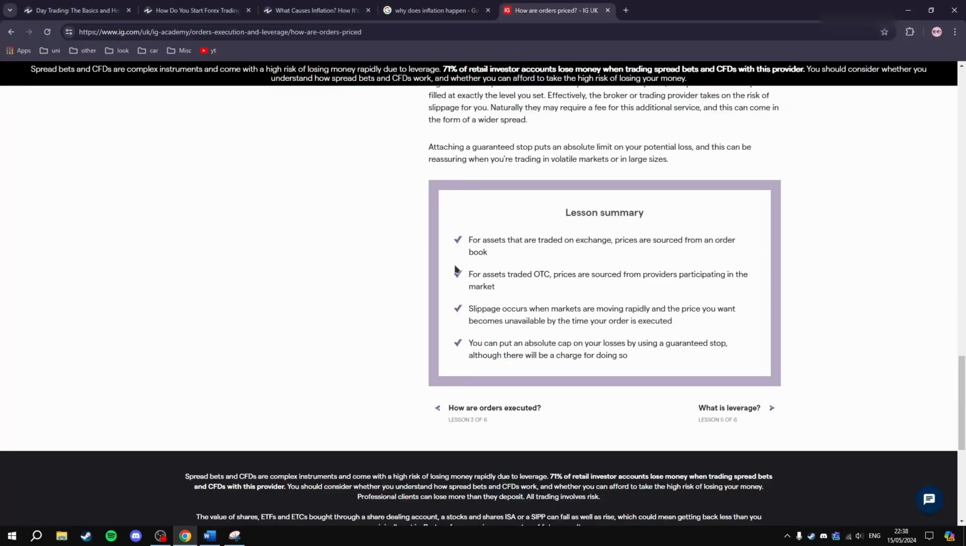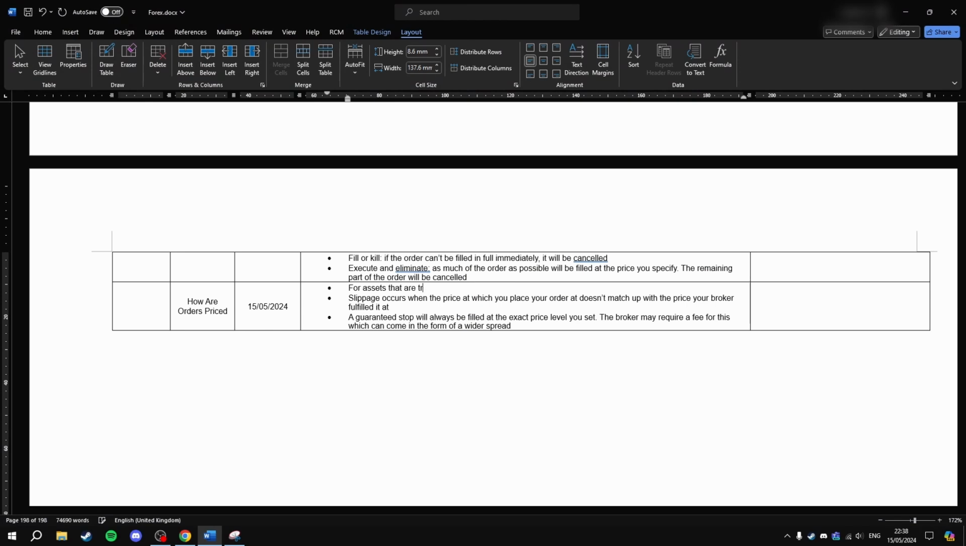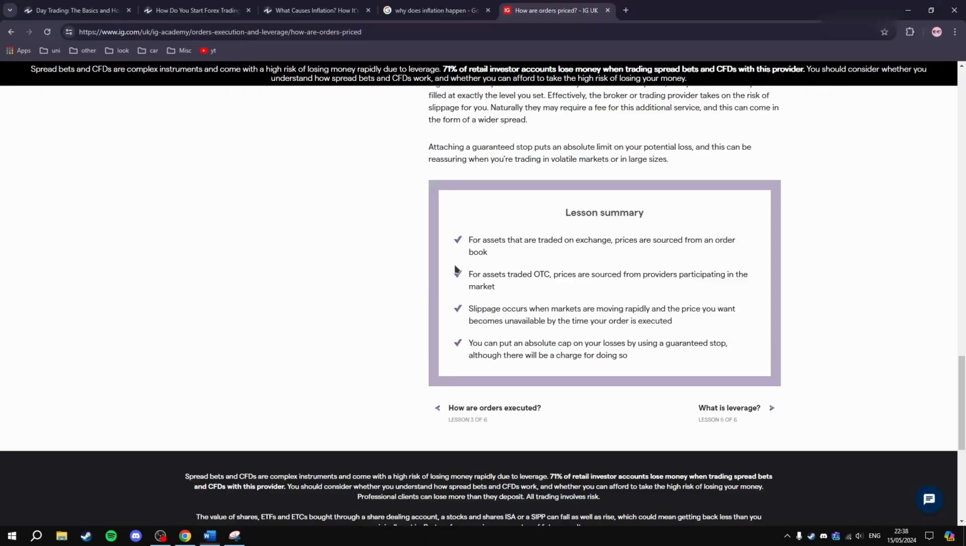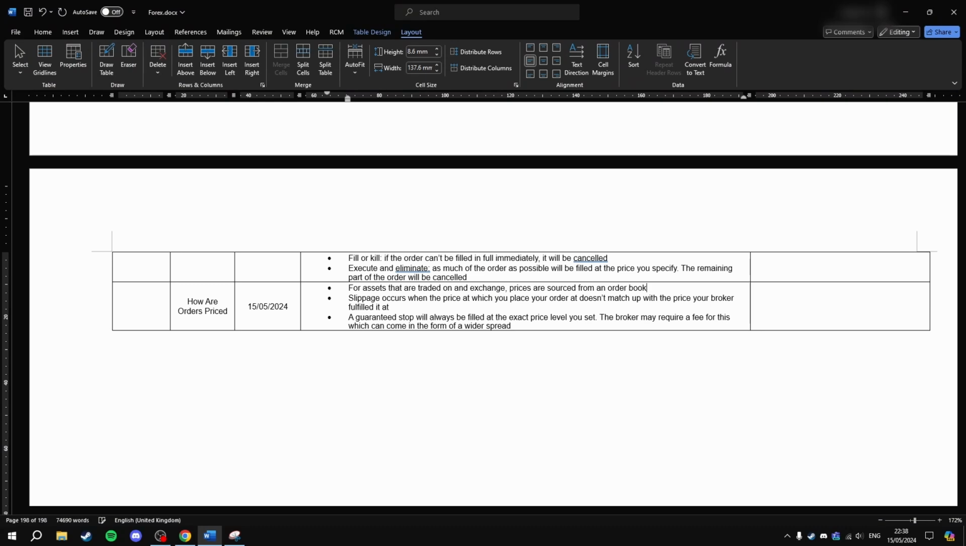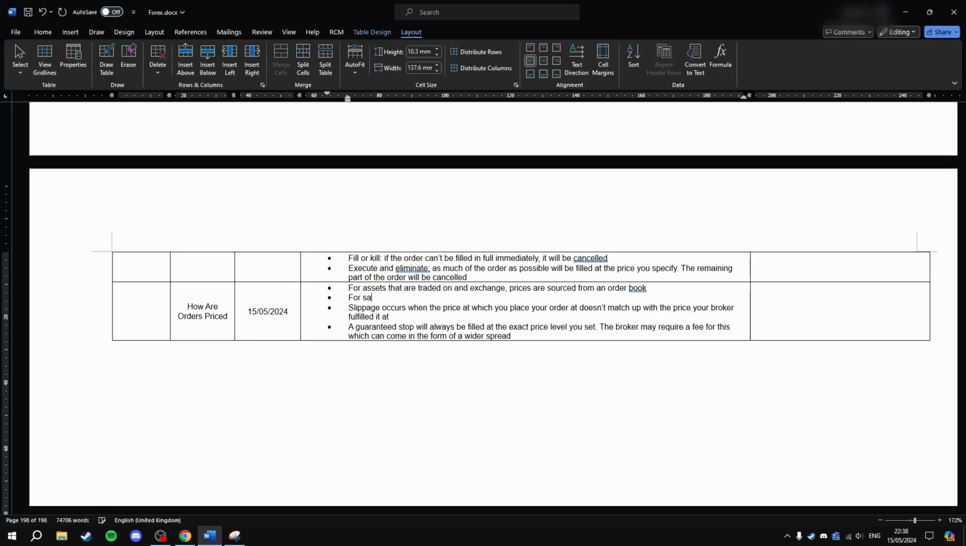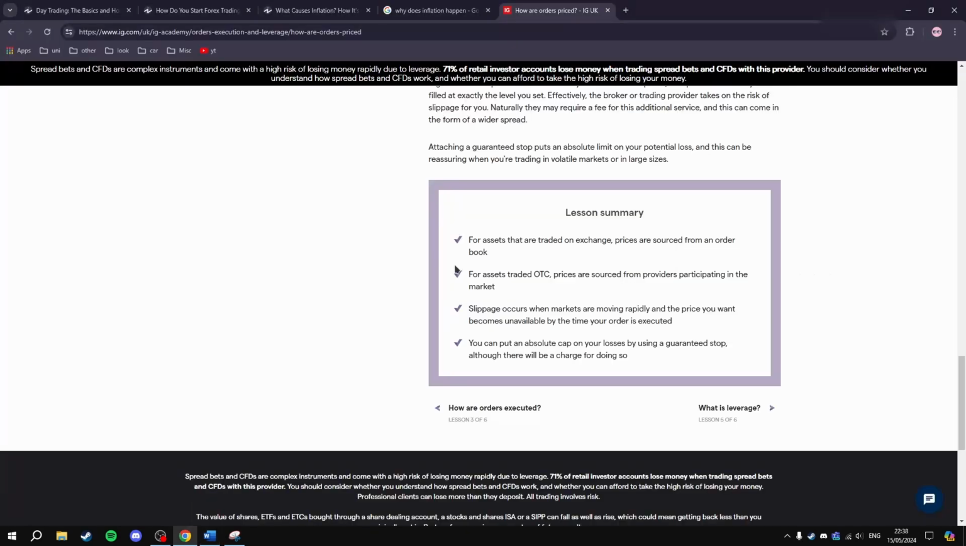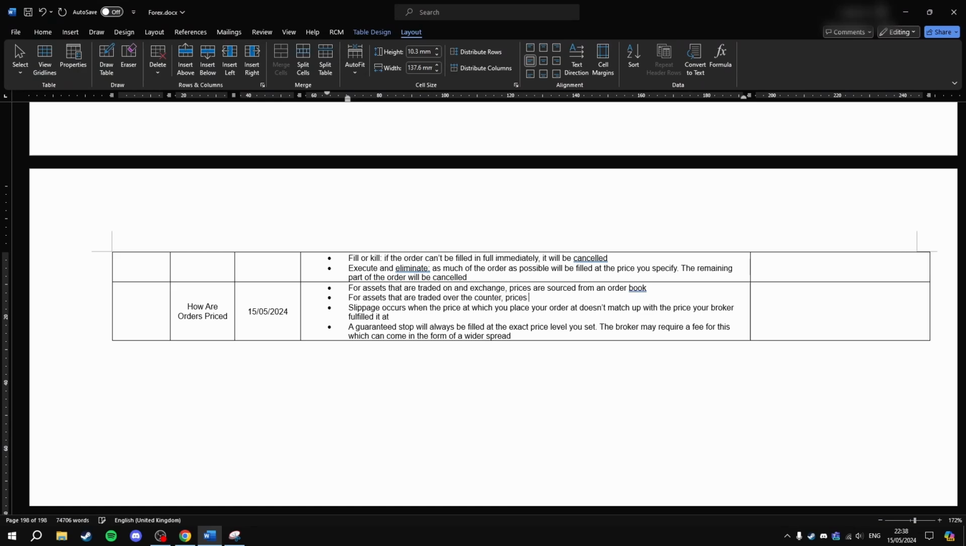For assets that are traded on an exchange, prices are sourced from an order book. For assets that are traded over the counter, prices are sourced from providers participating in the market.